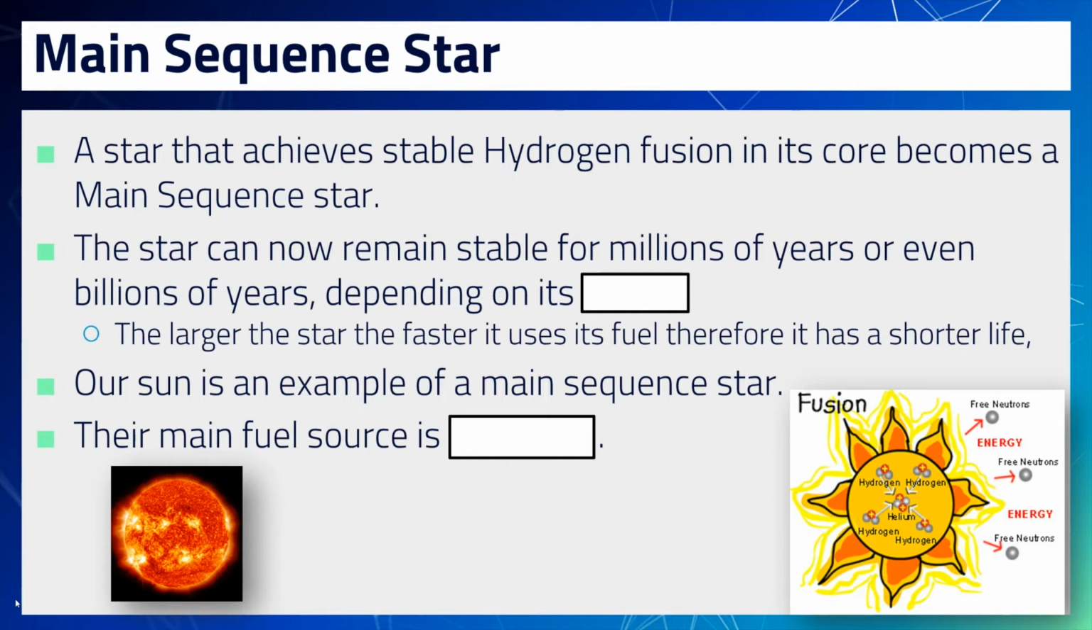Once it gets to this point, you will find that the star will now remain stable for millions or maybe even billions of years, depending on its mass and how much fuel it has. Now, a little bit counterintuitively, the bigger the star is, the faster it actually uses its fuel. So the very biggest stars might only be a main sequence star for millions of years, whereas slightly smaller ones will be main sequence ones for billions of years, because the smaller ones don't burn through their fuel as quickly. Our sun is actually an example of a main sequence star, and main sequence stars have the main fuel source of hydrogen.